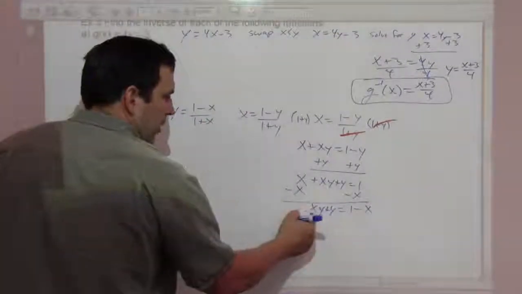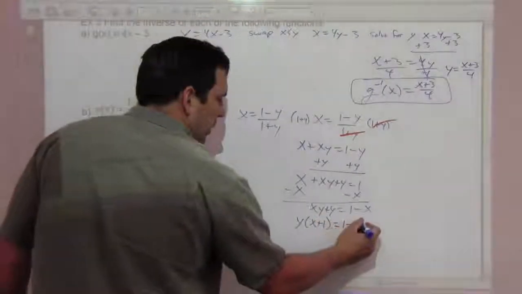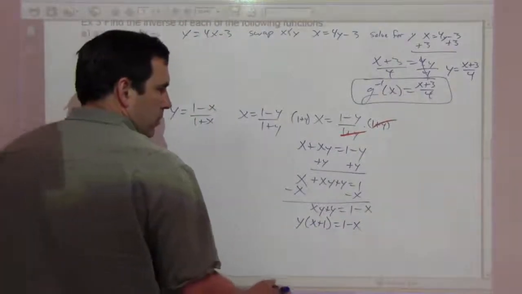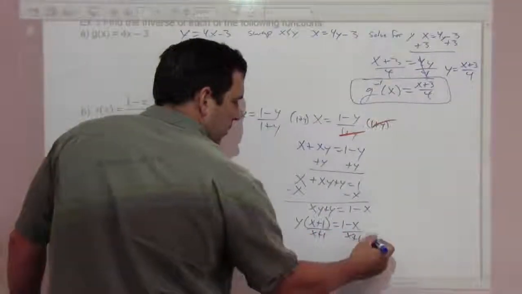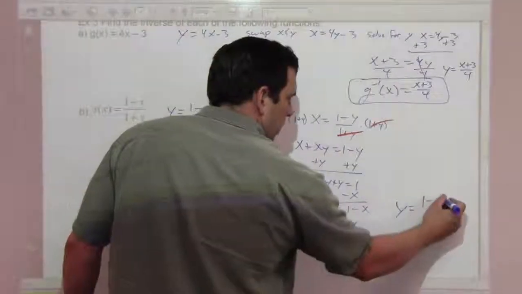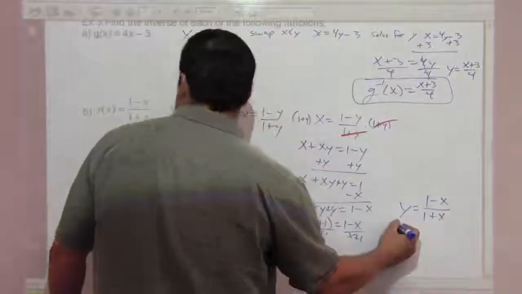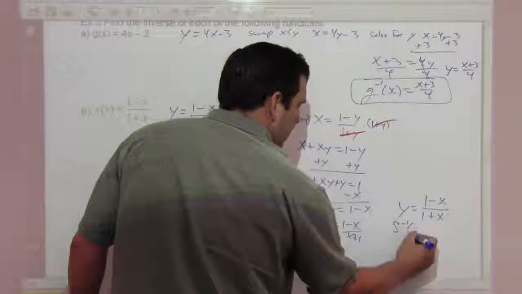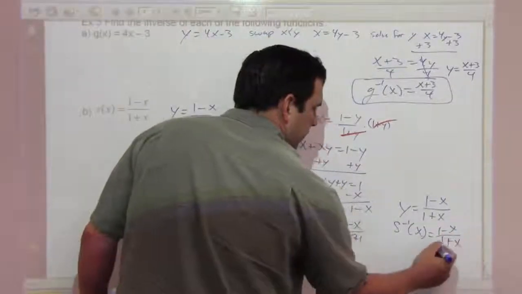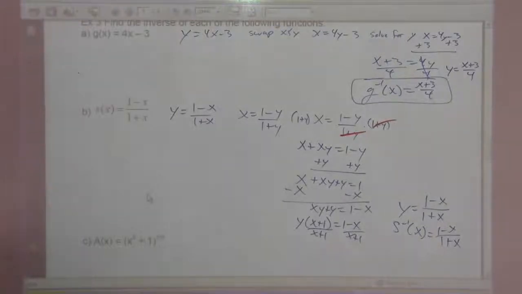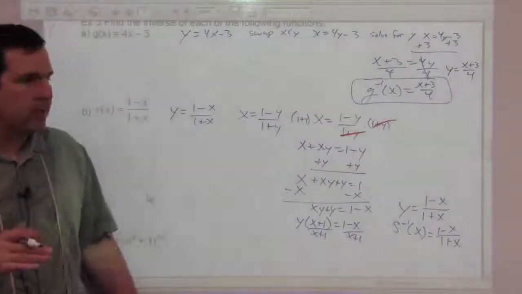You can factor out a y. y times x plus 1 equals 1 minus x. And divide by x plus 1, y equals 1 minus x over, and you can call that 1 plus x. So this was an s inverse. s inverse of x is 1 minus x over 1 plus x. So I'll give you 5 seconds to figure out what is interesting about this answer.